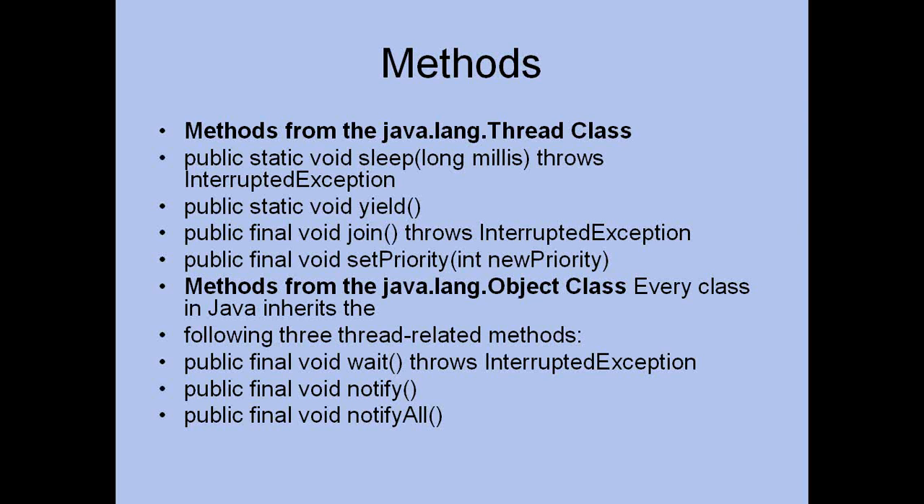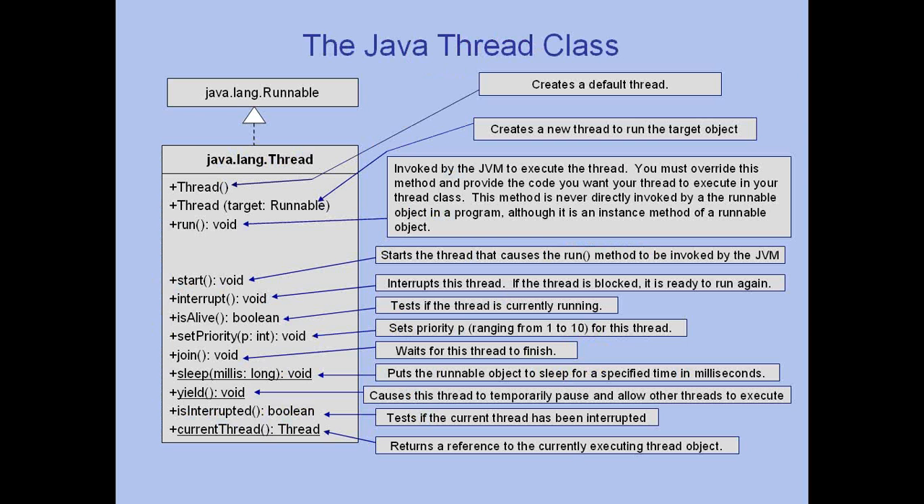Hash code, finalize, toString, wait, notify, notifyAll. These are some of the methods, not all, from the Thread class that we have seen just now.